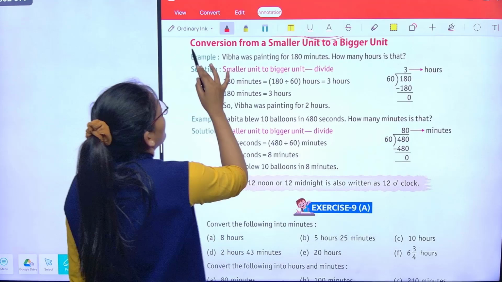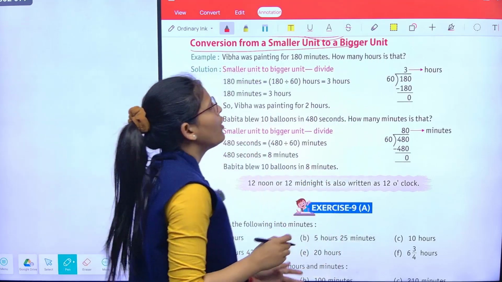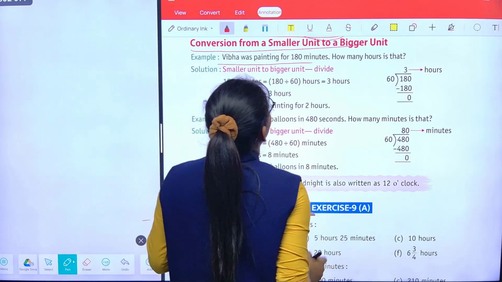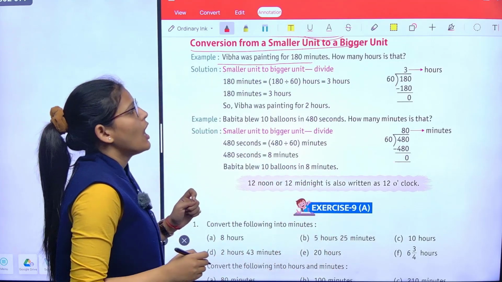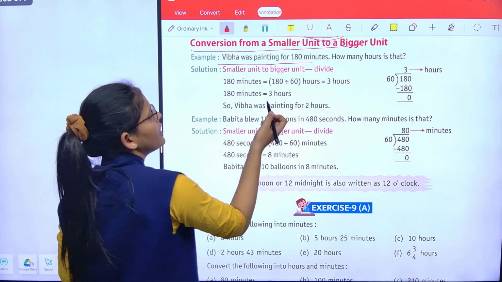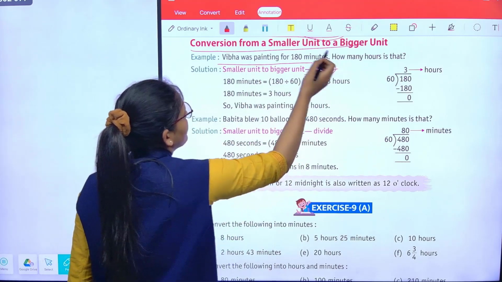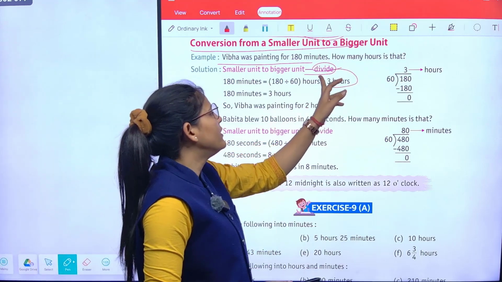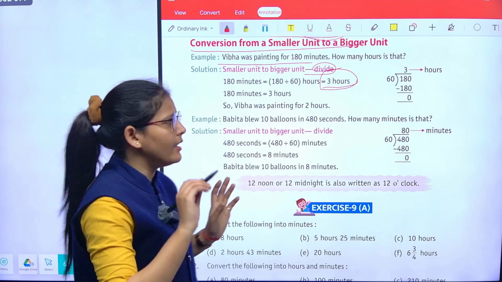Come on, conversion from a smaller unit to a bigger unit. Vibha was painting for 180 minutes. How many hours is that? Now class, smaller unit को bigger unit में करने के लिए हम divide करते हैं. So 180 minutes divided by 60, that is 3 hours.